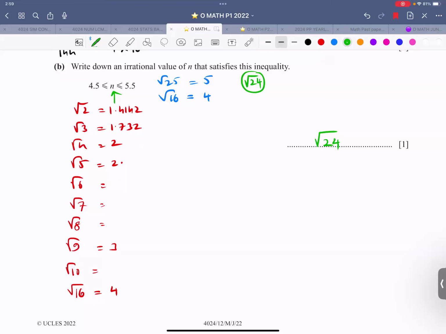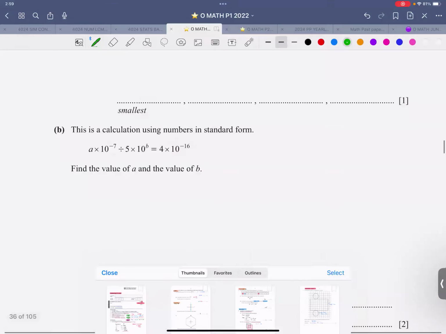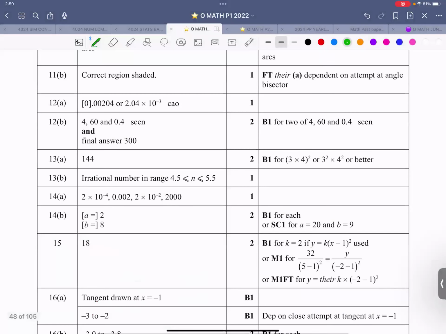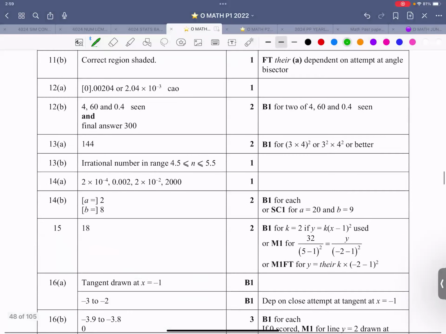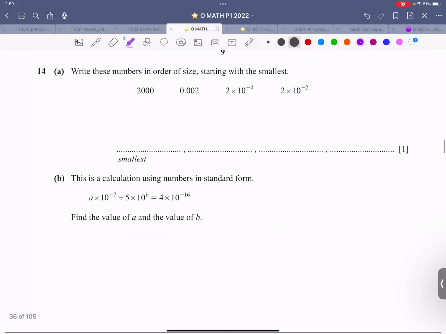Okay, now let me just double check. This is question number 13. And sometimes even the most basic one takes you by surprise. Now it simply says irrational number in the range 4.5 to 5.5. Okay, that makes sense. Coming back over here.